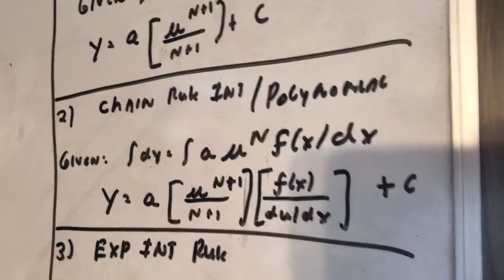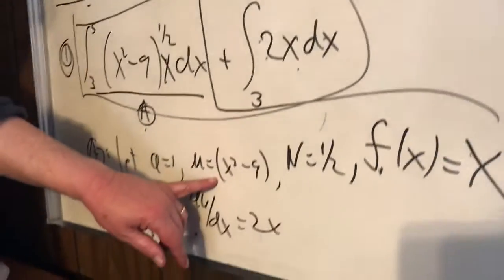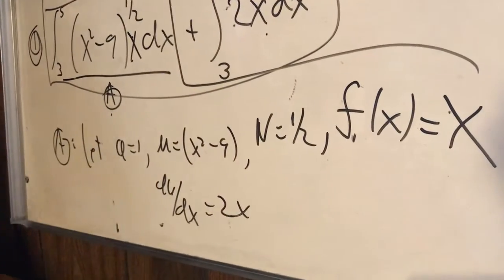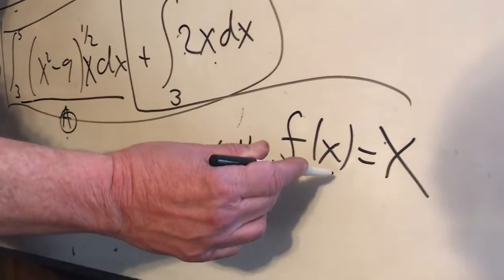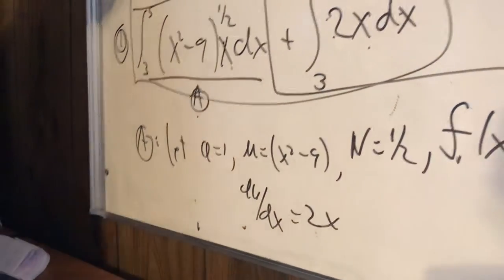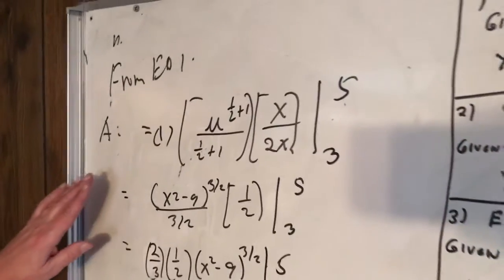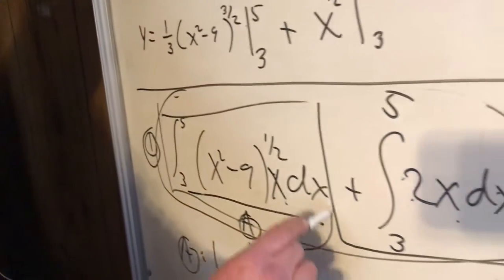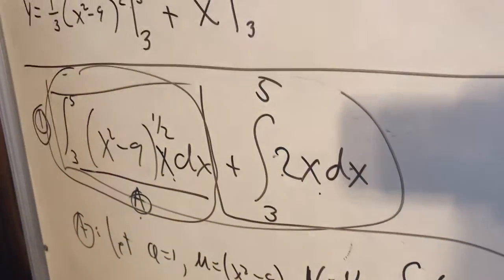A equals 1, u equals x squared minus 9, n equals 1/2, f of x equals x, and du dx equals 2x. I'm going to plug into the chain rule there. Well, don't forget, I'm still on this part here. Still working on this part. I haven't worked on that yet.